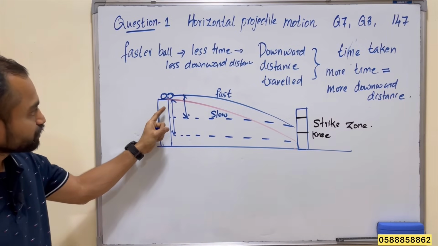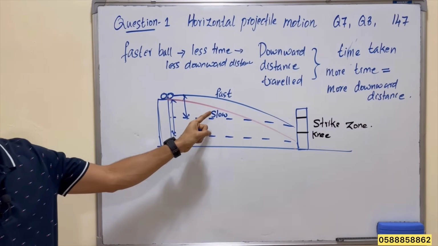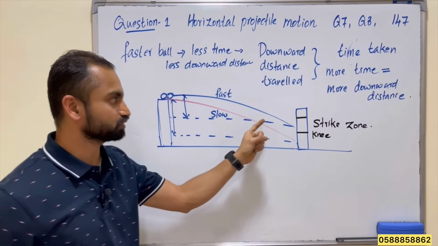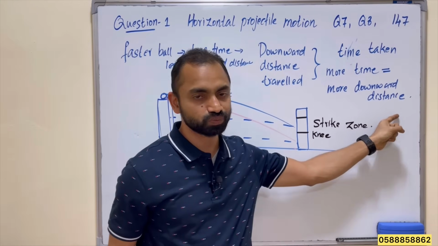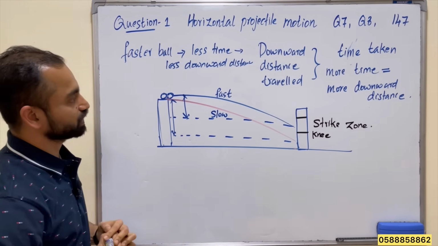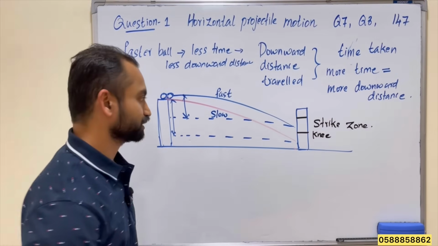And the slow one, the ball you are throwing slowly, will take more time. What is the meaning of more time? More time is more downward distance. Number 1. Okay, so question number 7 we have done. Then we will go to question number 8.